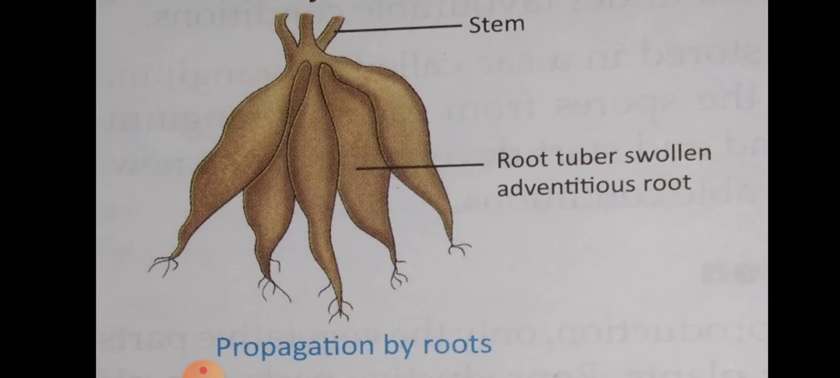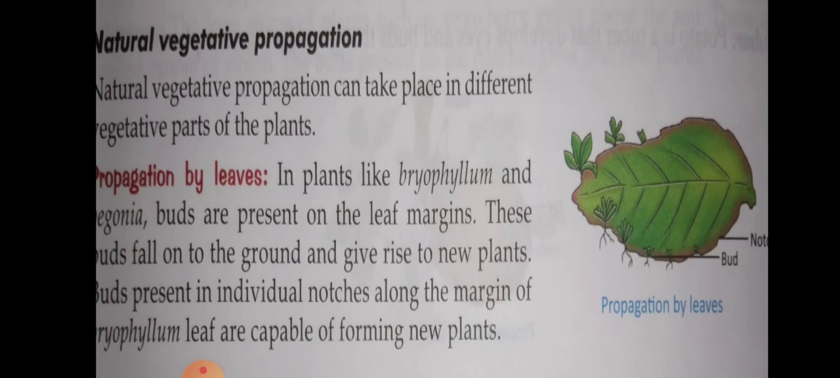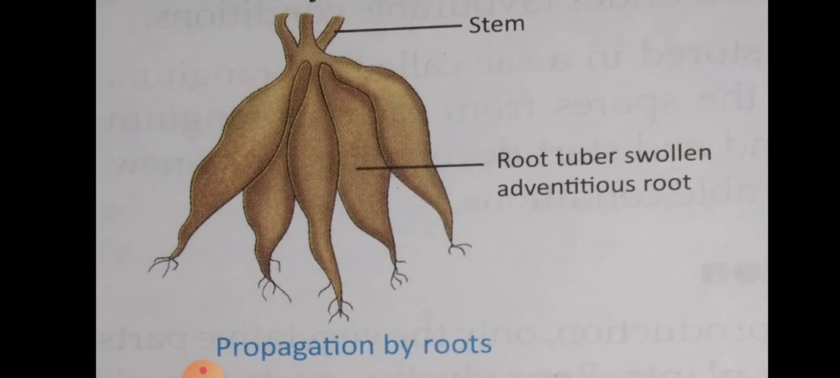Propagation by roots. For example, you take sweet potato and dahlia, which give rise to a new plant from their fleshy roots. So we saw propagation by leaves. The next one is propagation by roots. Roots also help in vegetative propagation, as I said, vegetative parts like roots and leaves.